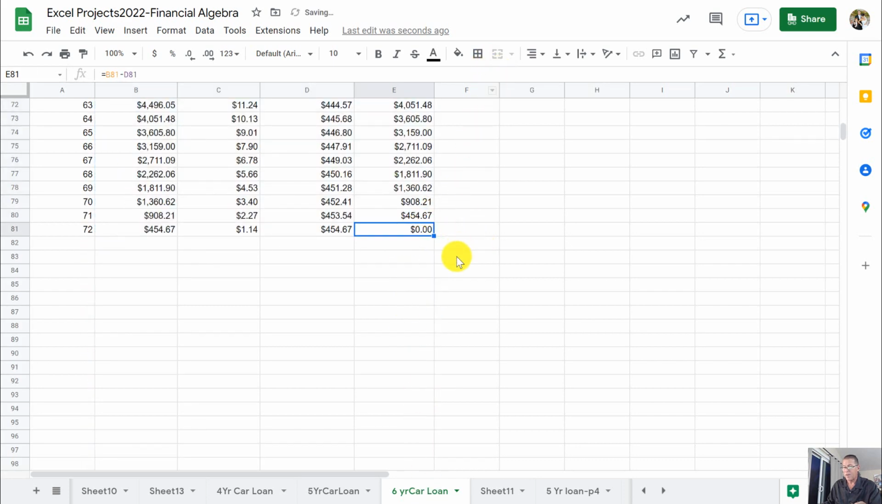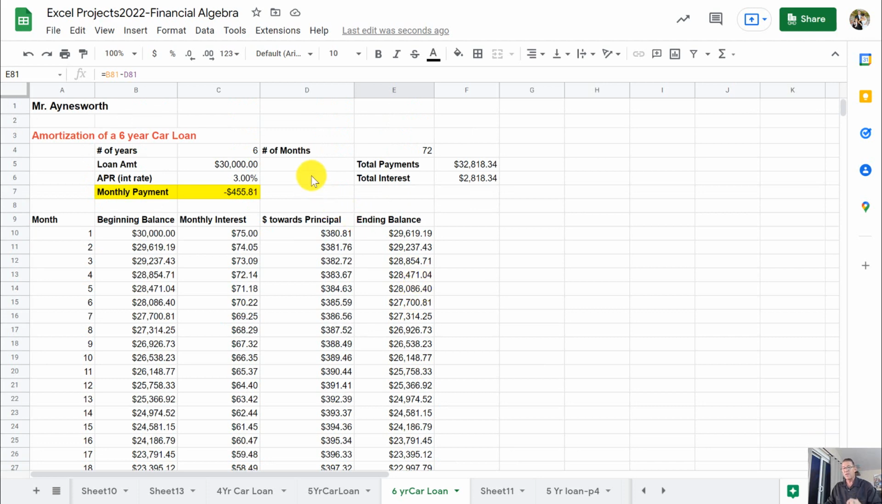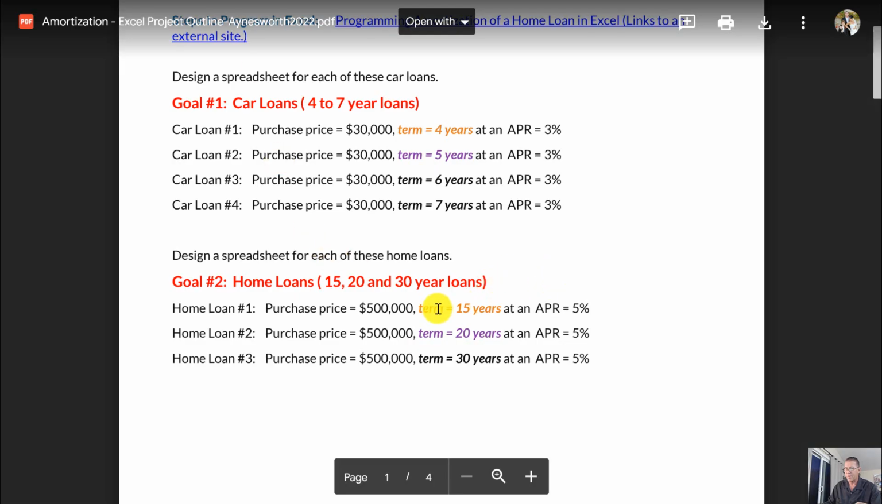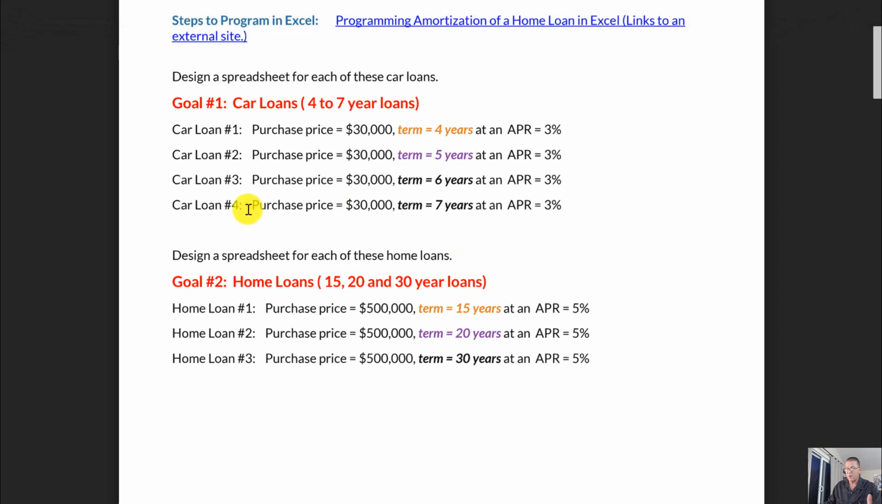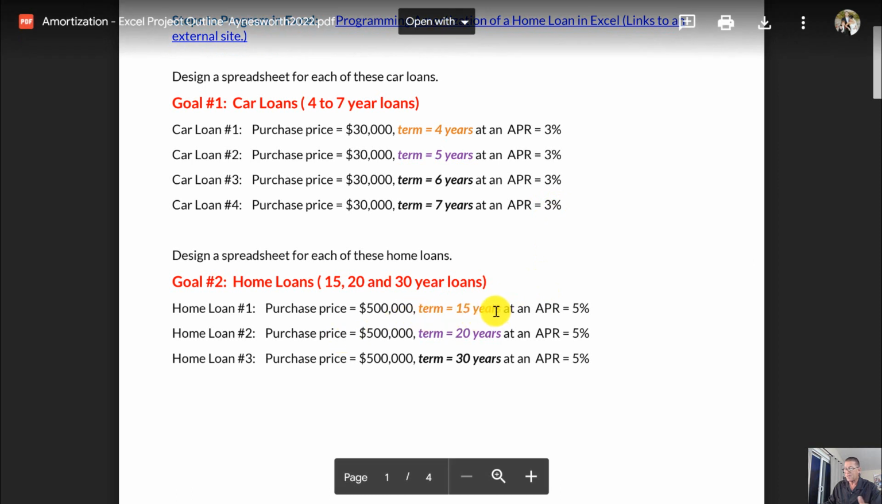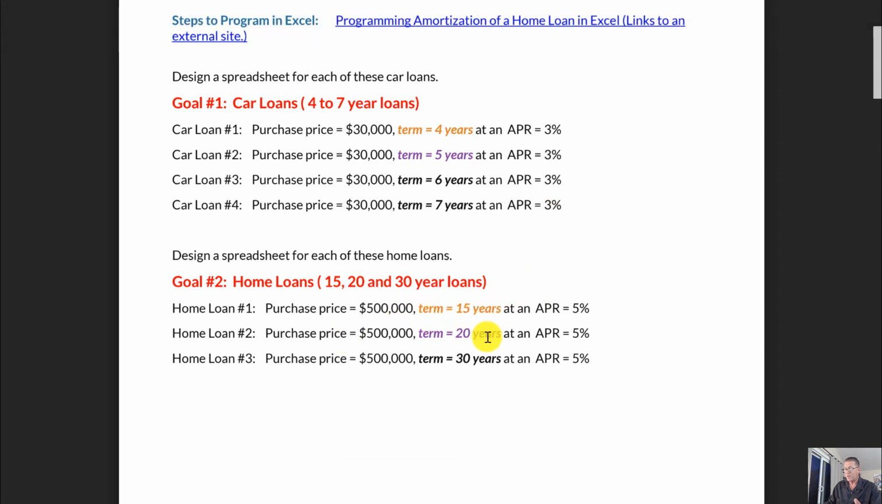And notice that right there at the end, the last month, the 72nd month or after 6 years, the ending balance is 0 again. Okay, and so what you want to do is just continue this. Do it for the 7-year loan and then switch to home loans. So go back up to the directions here, and you're going to do it for the last car loan, for a 7-year car loan. And then you're going to do 3 home loans, one at 15 years, 20 years, and then 30 years.